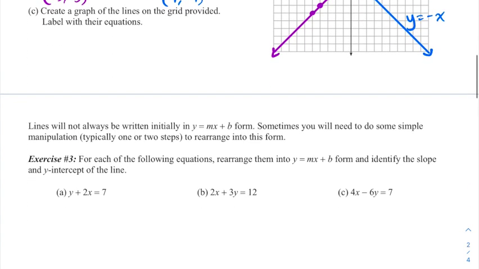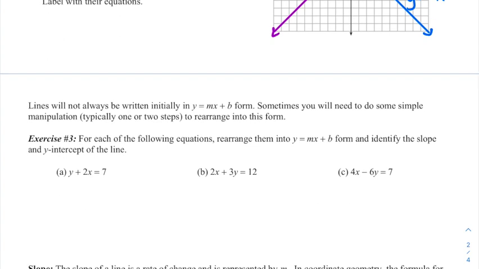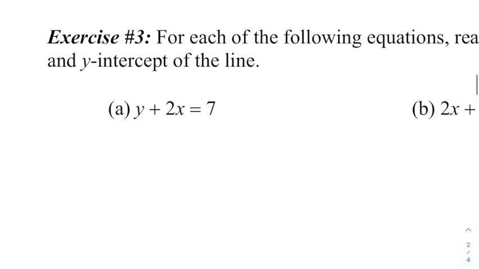Okay, most of the time the equation is not in y equals mx plus b form, so we have to do a little bit of manipulation, a little bit of algebra to get it into y equals mx plus b form. So in this exercise, it's asking us to rearrange the equations in y equals mx plus b form, and then identify the slope and the y-intercept. So the first one's not too bad. We just need to subtract the 2x.